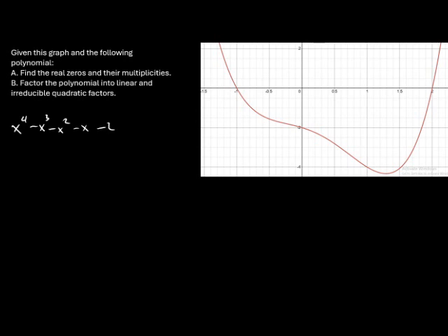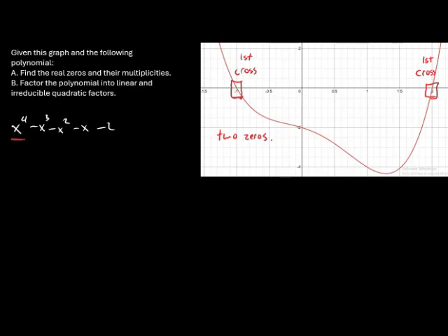We have two real zeros on this graph. We have a -1 and a 2 as our x-intercepts, and we may notice that these cross straight through. This means that both of our x-intercepts will be first power. However, we have only two real zeros on this graph.